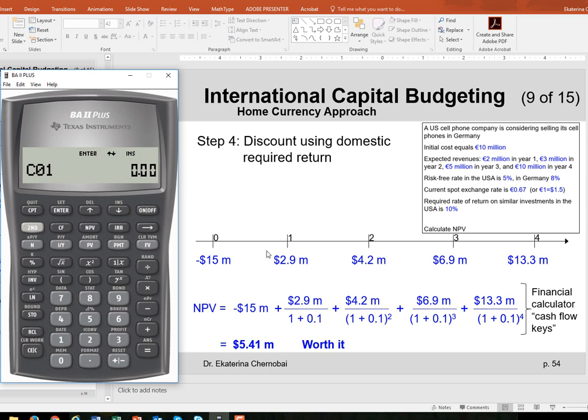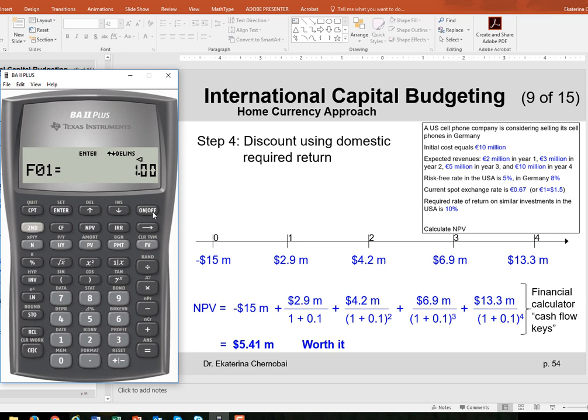What's cash flow number 1 in the future? That's 2.9 million. I put 2.9. I save it by pressing enter. I press the down arrow key. But before I enter my second year's cash flow, the display wants me to give the information on the frequency of the first year's cash flow, FO1.